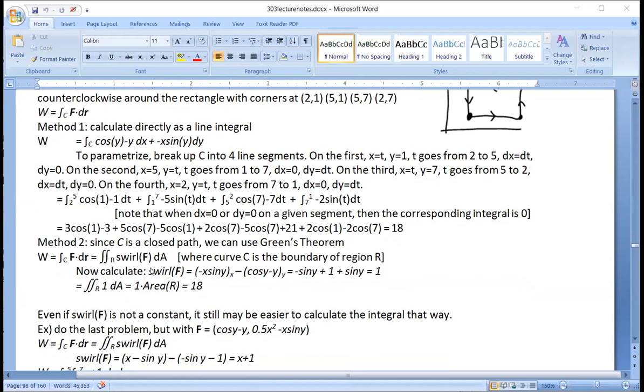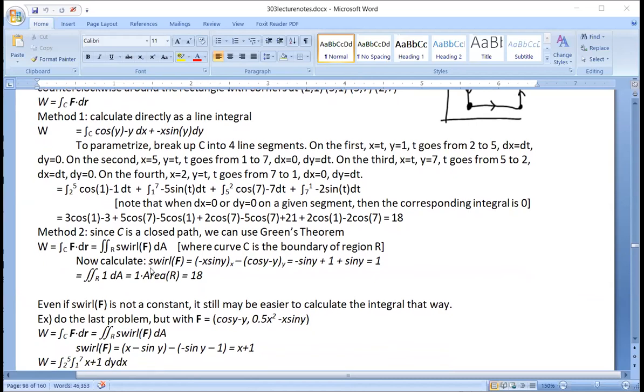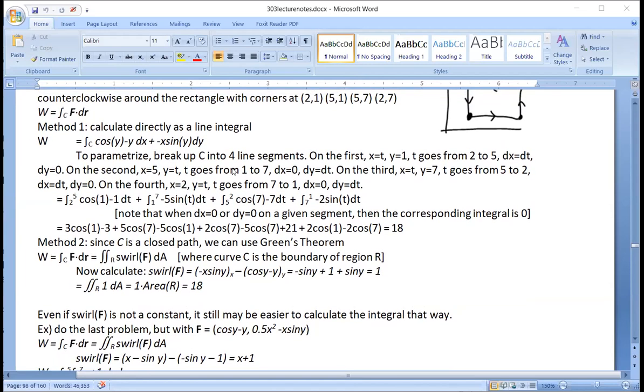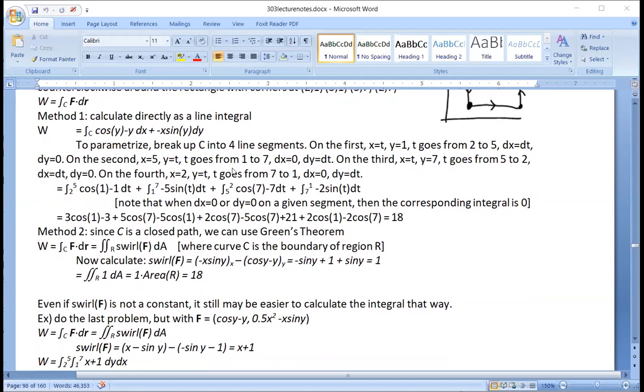So now we actually have to do it. So this is the double integral of x plus 1. And because it's a rectangle, we already know what the boundaries are. x goes from 2 to 5, and y goes from 1 to 7. And the boundaries are constant. You could set it up either way. So I chose to do it dy dx.